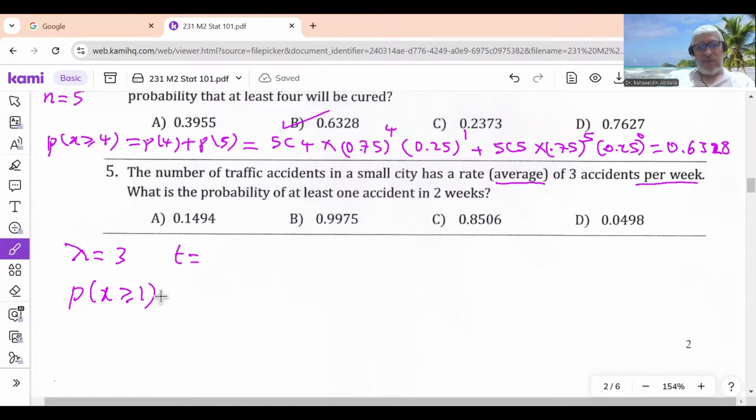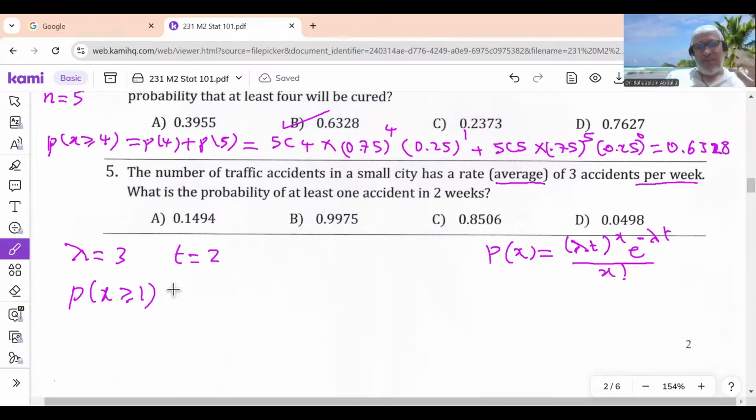So greater than or equal to 1. So at least 1 means 1 or 2 or 3, greater than or equal to 1. In 2 weeks, so he is working with 2 segments. So t is 2. Well, the formula is probability of x for the Poisson would be equal to lambda times t to the power x and e to the power negative lambda t over x factorial. This is the formula of Poisson distribution.